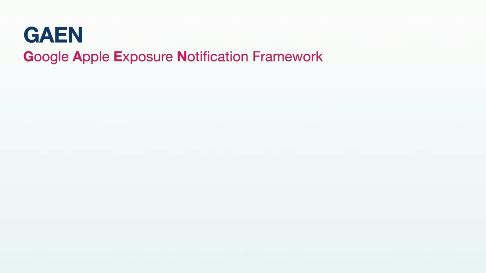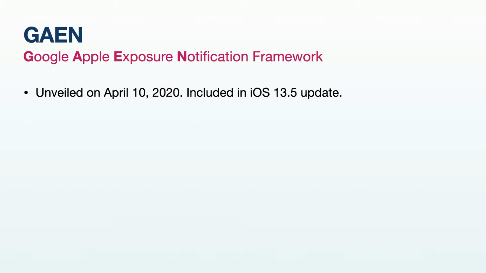So one of those digital means is what's at the core of the CoronaMelder application, which is GAIN, the Google Apple Exposure Notification Framework. GAIN is a framework that was developed by Google and Apple early on in the pandemic. It was actually unveiled in April of 2020.